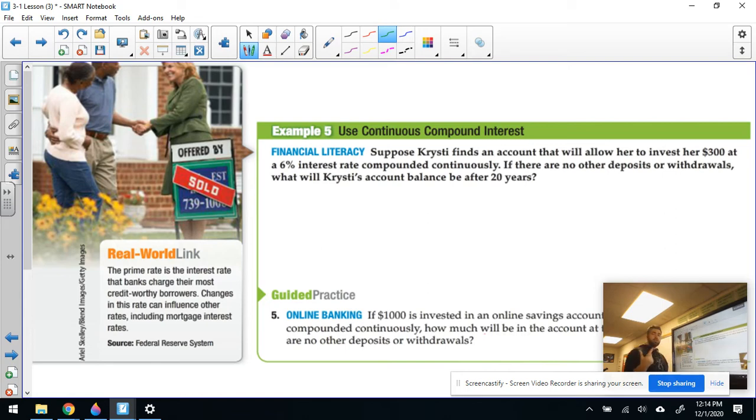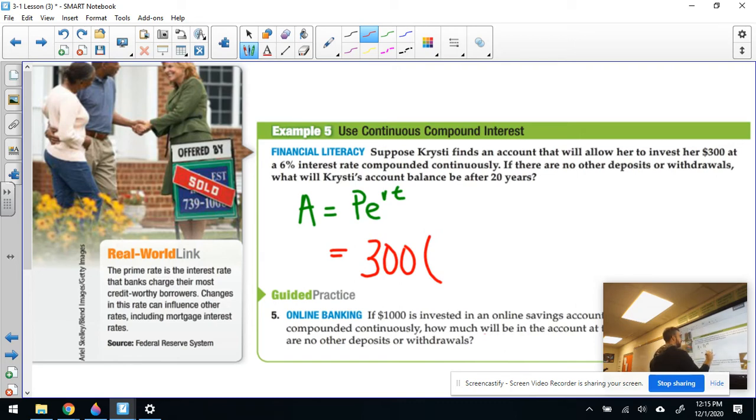So we said if it was 365 times in a year, it was that 995 amount. So let's see if it's compounded all the time. A is equal to P e to the rt power, PERT. So let's put in our numbers. Our principal is 300 again, and then we're doing e to the power of r, which again is 0.06, times our time, which again is 20 years, time in years.